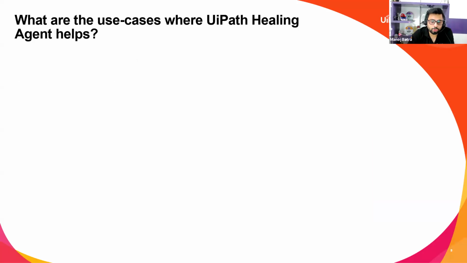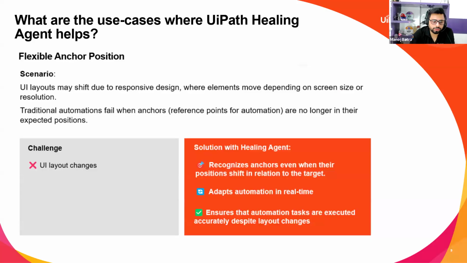The second use case could be more advanced, where you have selected some anchor position, but the anchor got changed because of some UI layout. So UI layout may shift due to responsive design. So now we have the anchor still available on the page, but the position got changed. So again, your healing agent here recognizes the anchor even when its position shifts in relation to the target, then adapts the automation in real time, and then runs your automation from there. So that was the second use case where you have flexible anchor position.